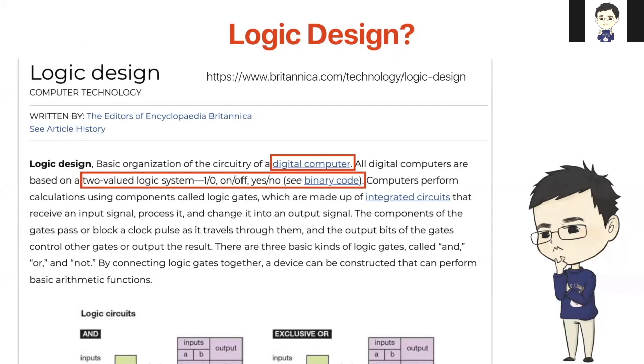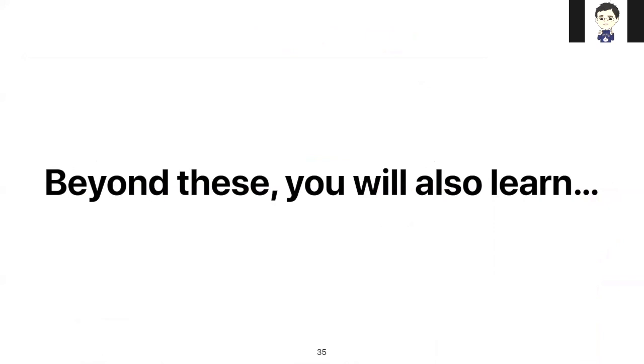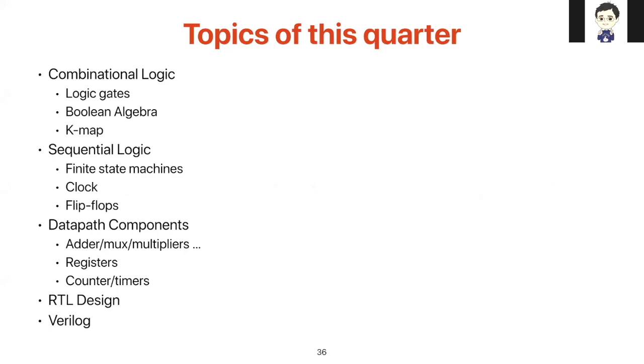So far we have learned logic design in a way that tells you how to design a digital computer, and the digital computer is based on a 2-value logic system, 0 or 1. How about the rest, like logic gates, integrated circuits, input signals, how to process them, how to change them, how to output them, and what those logic gates like AND, OR, NOT are. These are the things that we will talk about throughout the class.